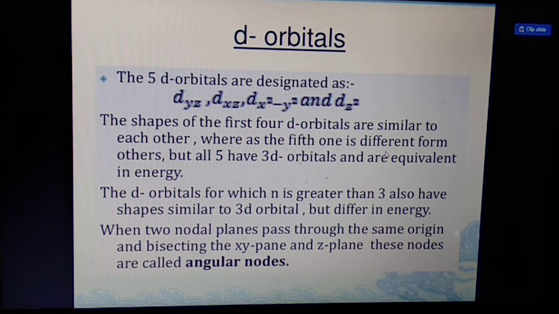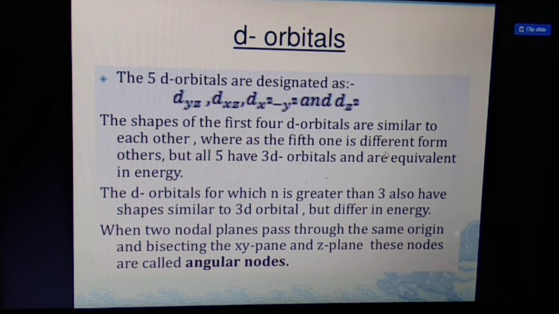The shapes of the first 4 d orbitals are similar to each other, whereas the fifth one is different from the others, but all 5 3d orbitals are equivalent in energy. The d orbitals for which n is greater than 3 also have shapes similar to 3d orbitals but differ in energy.